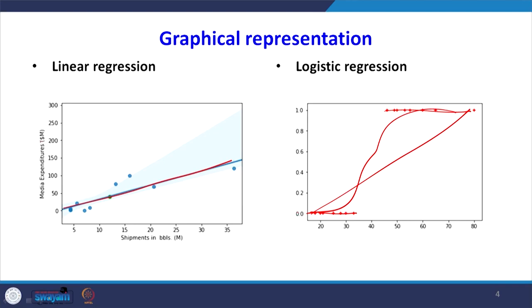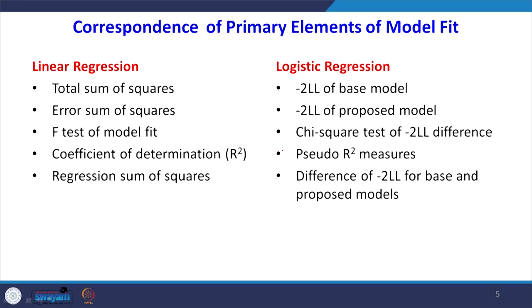What is that? In the y axis, you see 0 to 300 for linear regression, for example. For logistic regression, the y value is nothing but the probability, but in linear regression the y values are the actual values. Now the correspondence of the primary elements of model fit between linear regression and logistic regression.